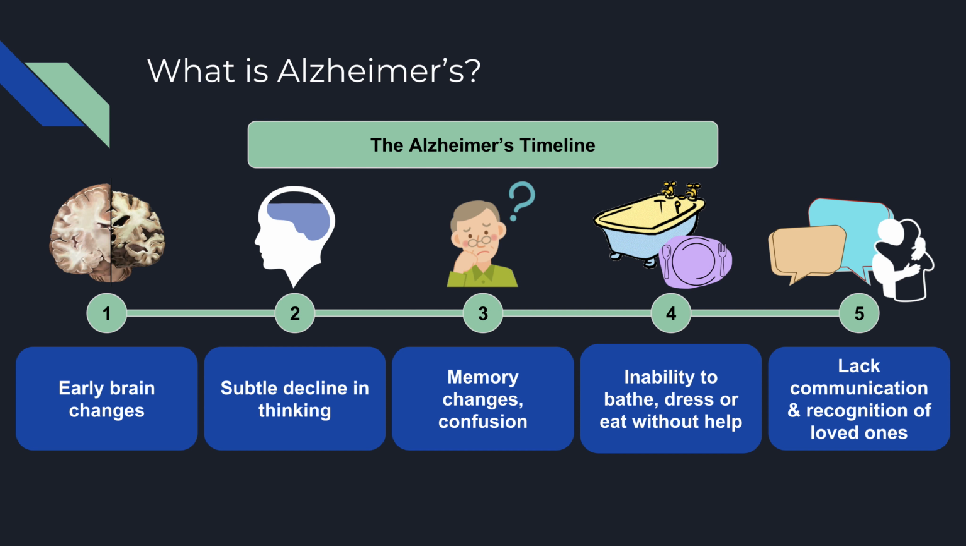Alzheimer's is most commonly observed in individuals over 60 years old, although some experience its onset much earlier. Alzheimer's is currently the 6th leading cause of death in the United States and is the 3rd leading cause of death for older individuals.